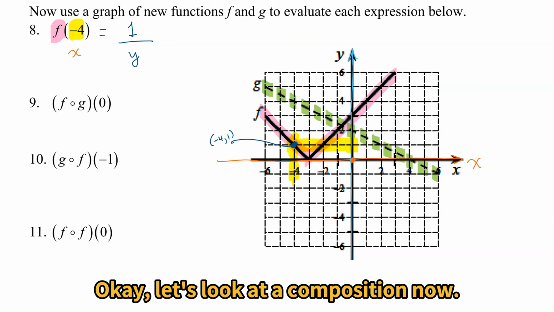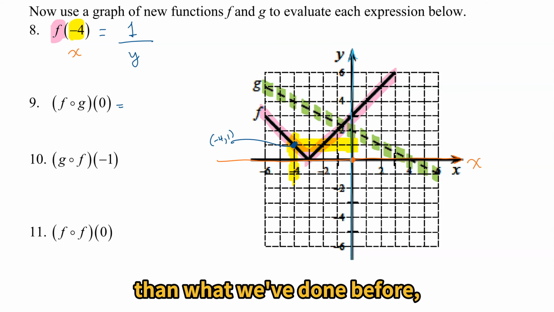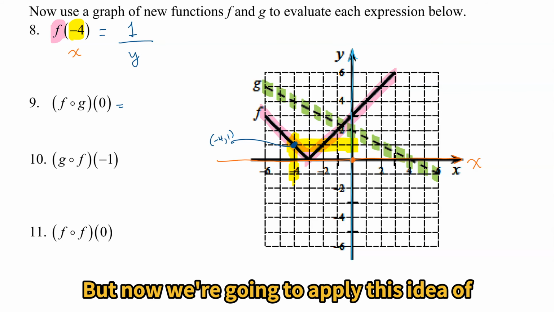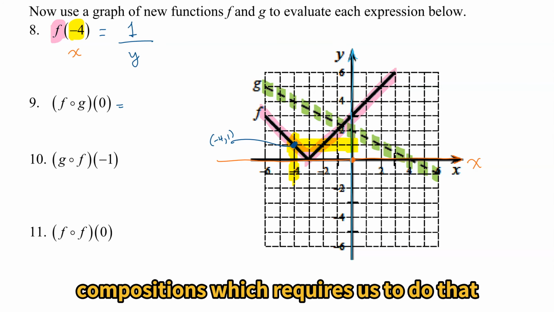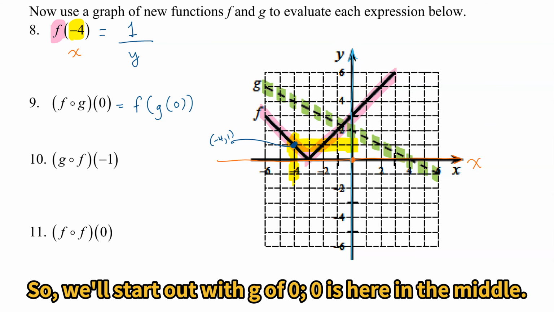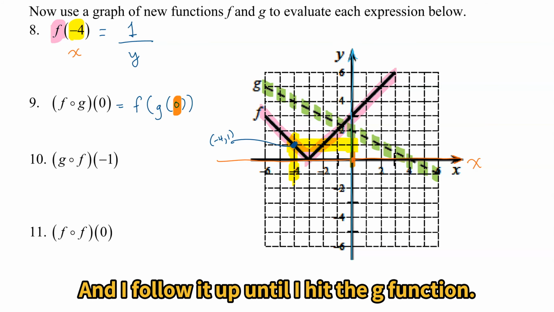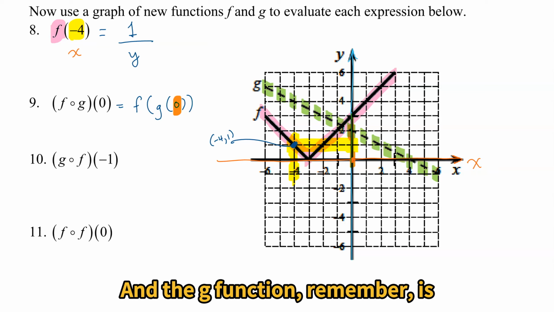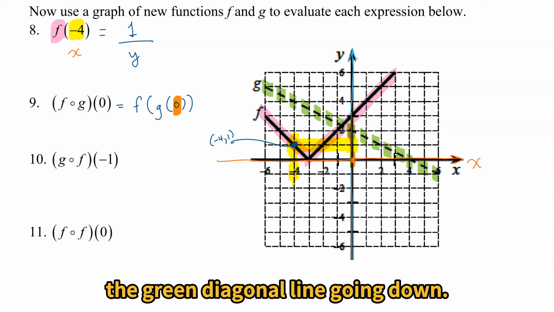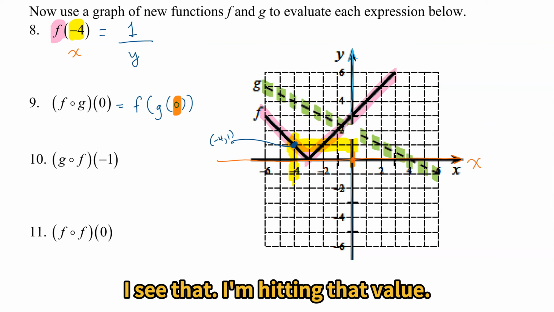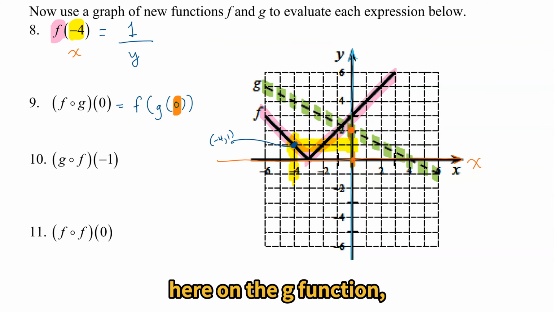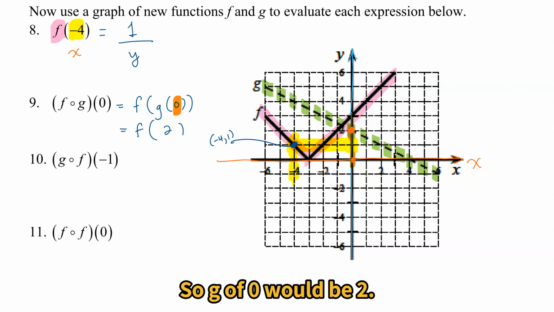Okay, let's look at a composition now. This first problem isn't really different than what we've done before as far as reading graphs go. But now we're going to apply this idea of compositions, which requires us to do that two-step process. So we'll start out with g of 0. 0's here in the middle, and I follow it up until I hit the g function. And the g function, remember, is the green diagonal line going down. I see that I'm hitting that value here on the g function, and that's at y equals 2. So g of 0 would be 2.